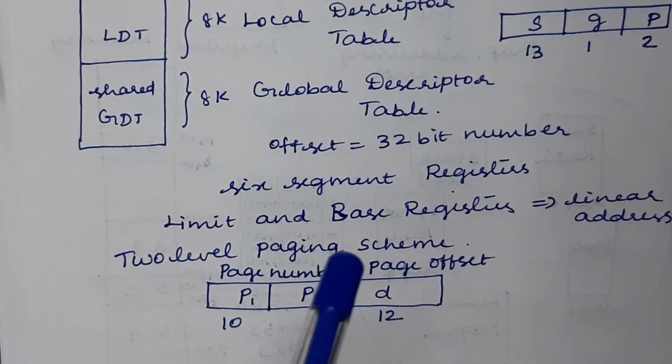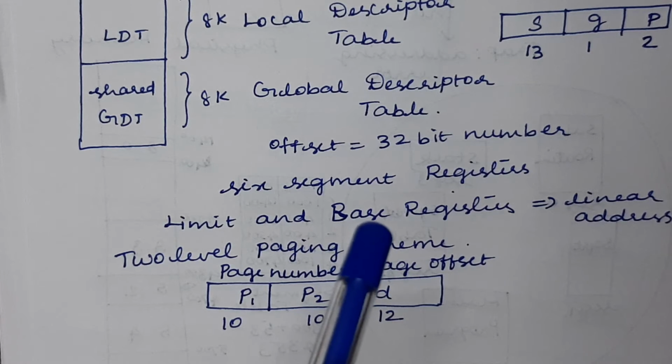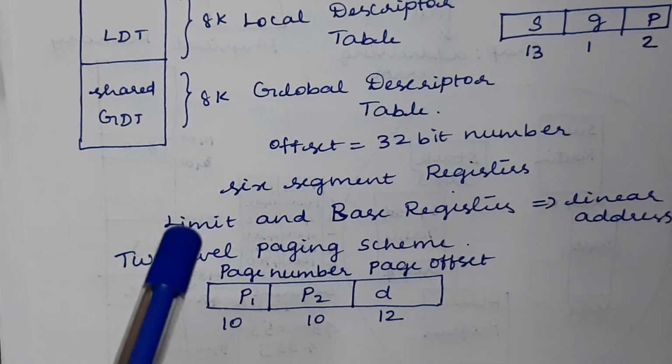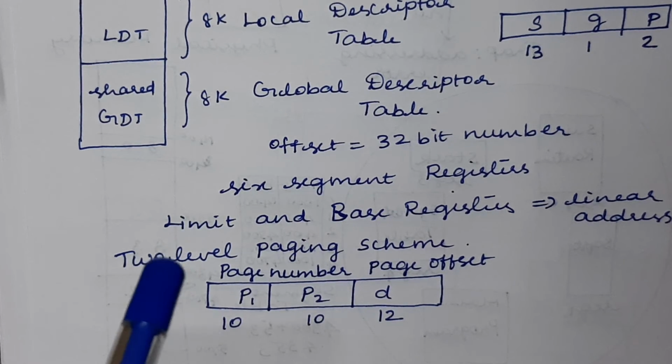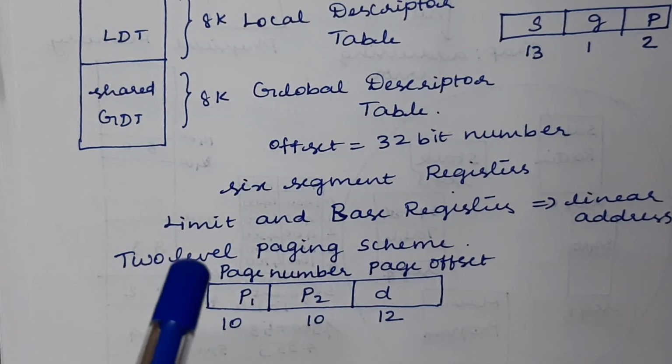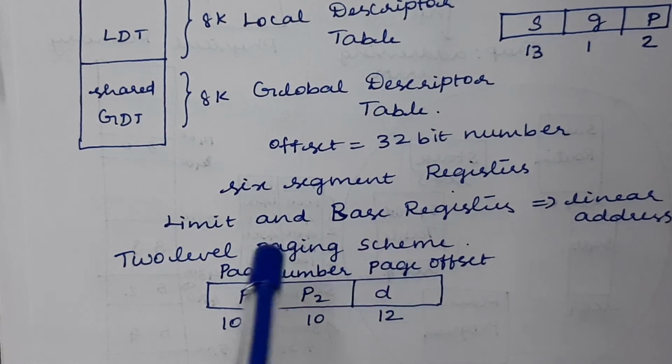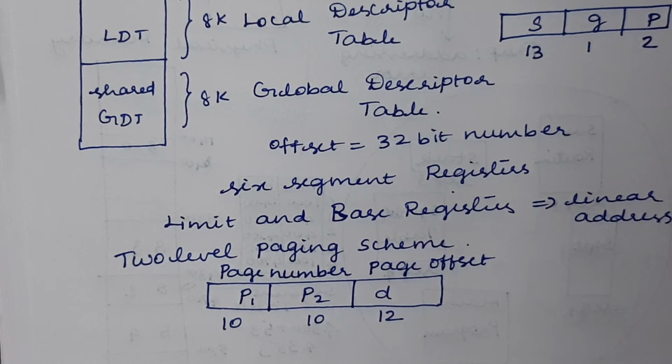So the base register is used to hold the starting address of that particular segment, whereas the limit is used to hold the size of that segment, or it could be the length of the segment. These two registers are used to prevent the user from accessing any other segments. Any unauthorized access can be avoided with the help of this limit and base register. We discussed this already in segmentation itself.